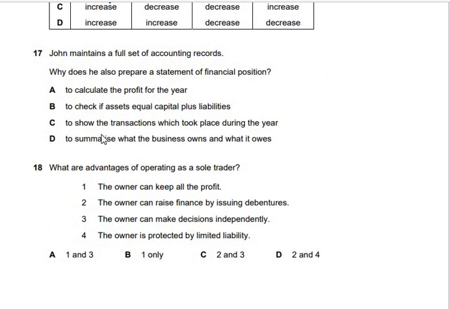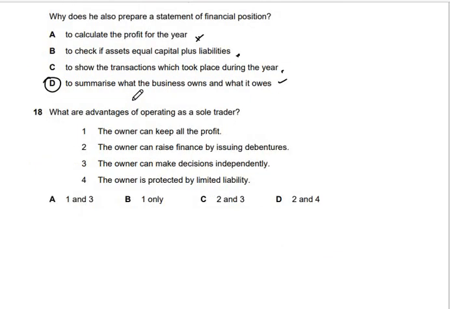John maintains a full set of accounting records. Why does he also prepare a statement of financial position? To carry the profit for the year? No. To check if assets equal to capital plus liabilities? No. To show the transaction which took place during the year? No. But to summarize what the business owns and what the business owes. This is correct. So 17 is D. Right. Number 18. What are the advantages of operating as a sole trader?